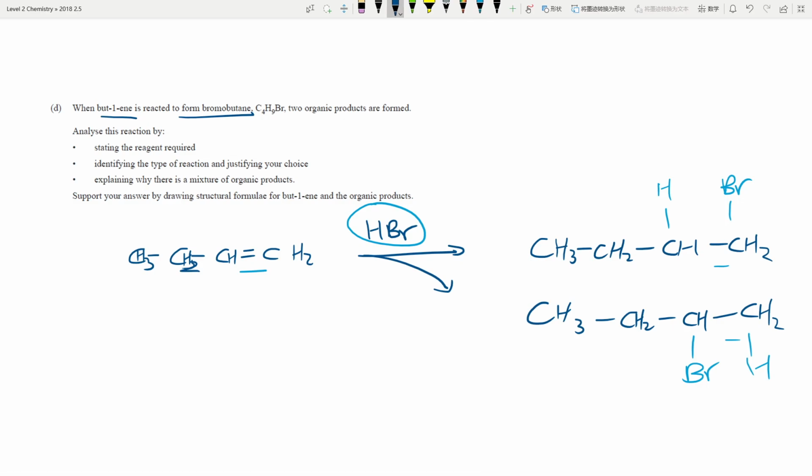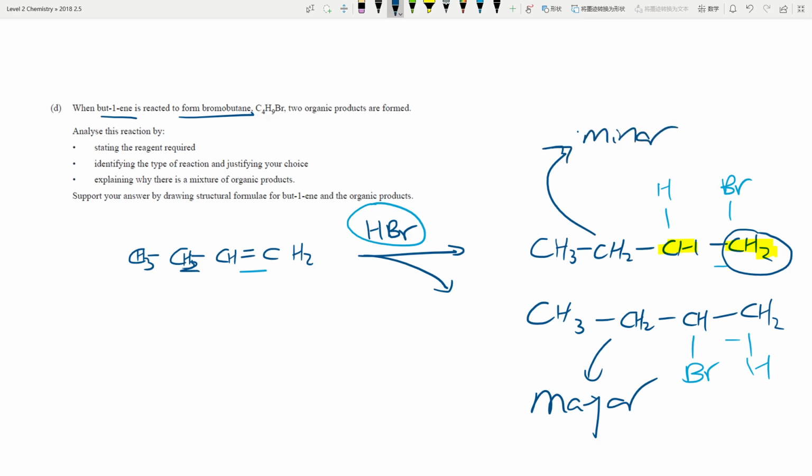Which one's major, which one's minor? And this is where it's quite helpful to look at these. Can you see that carbon? The carbon I just highlighted has only one hydrogen bonded to it right now. The carbon I highlighted just now has two hydrogens bonded to it. So the carbon on the right hand side is richer in terms of hydrogens, so it is more likely for that carbon to pick up another hydrogen. So this is major, and this is minor.